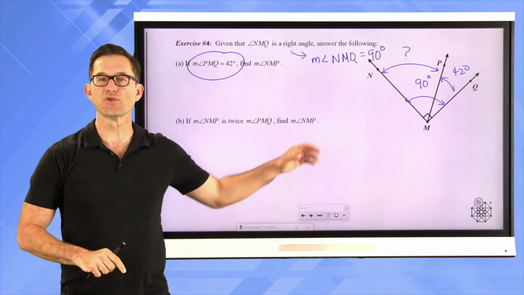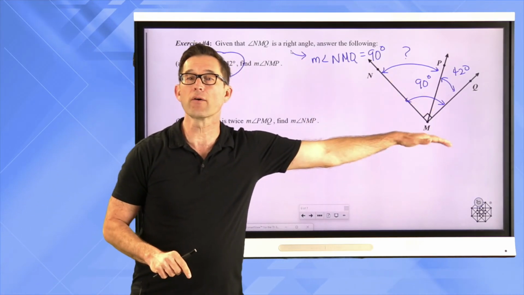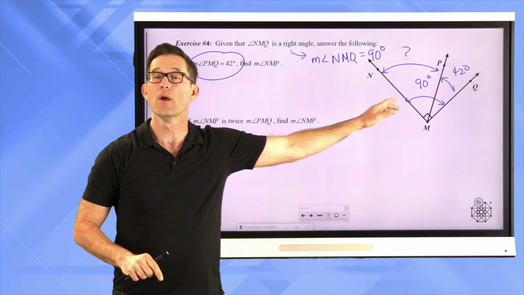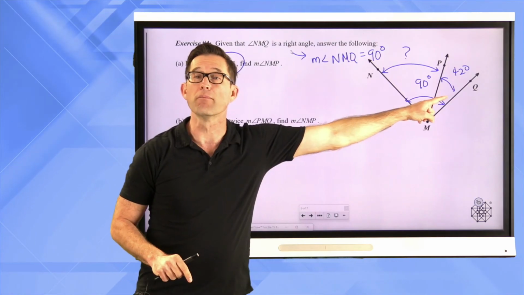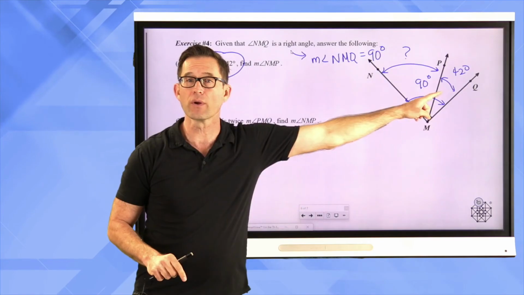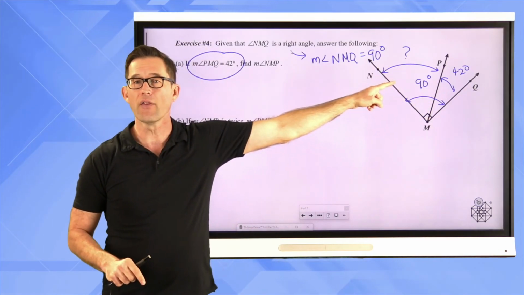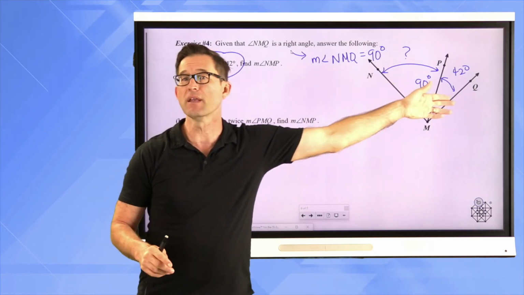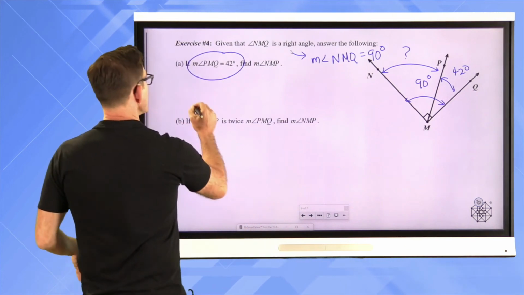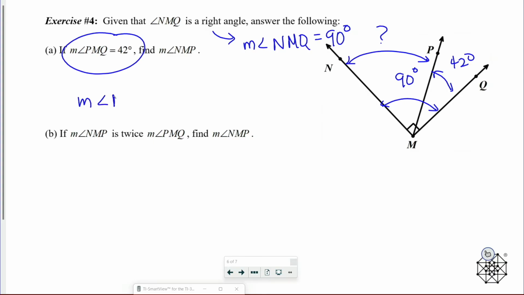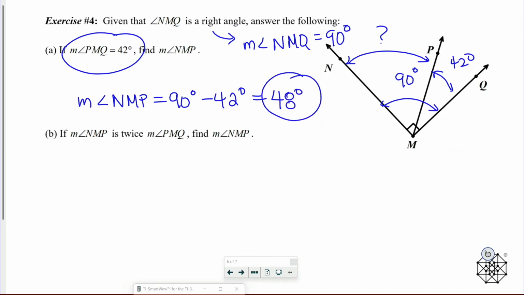Yet again, this is a situation where we're told the entire measure of an angle, 90 degrees. We're told the measure of one portion of the angle, 42 degrees. We want the measure of the other portion of the angle. That's got to be 90 minus 42. So the measure of angle NMP is going to be 90 degrees minus 42 degrees. Hopefully I'll get this one right this time, which is 48 degrees.